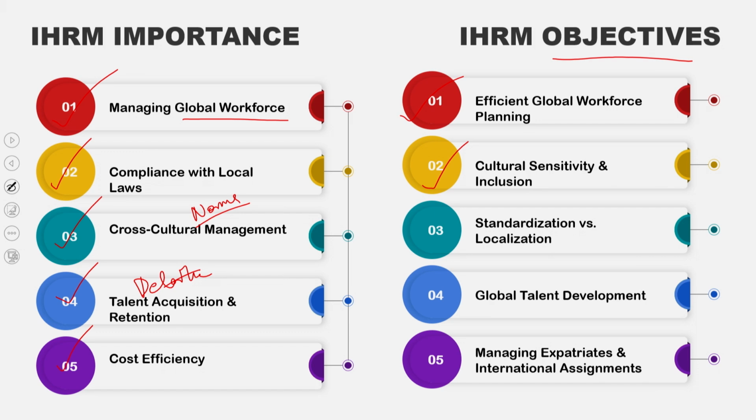The third most critical objective, which I would state, is standardization versus localization. To balance global consistency in human resource policies or HR practices while allowing flexibility to adapt to local labor laws or customs or business practices, we need to have this particular standardization. Let's take an example of McDonald's. It maintains a global HR framework but adapts its employment policies based on the regional labor laws and cultural expectations.